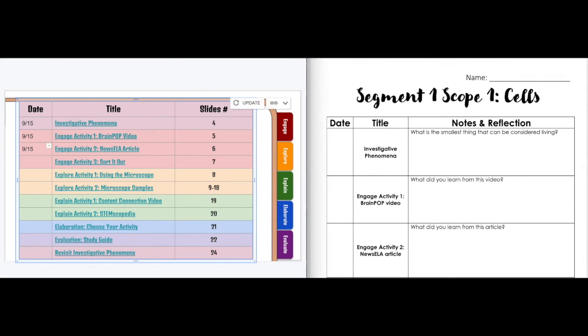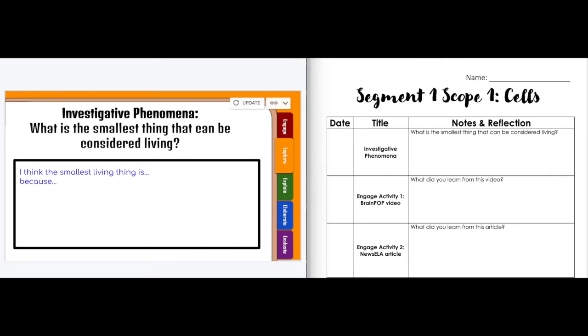Next, let's move into our investigative phenomena for the scope. The big question for this scope is, what is the smallest thing that is considered living? Please pause this video and write it down in your notebook. Make sure to explain your answer. I think the smallest living thing is ___ because ___. Write it down and explain your answer.